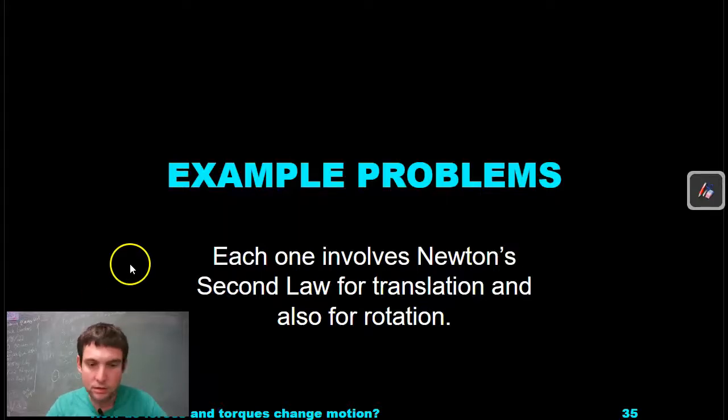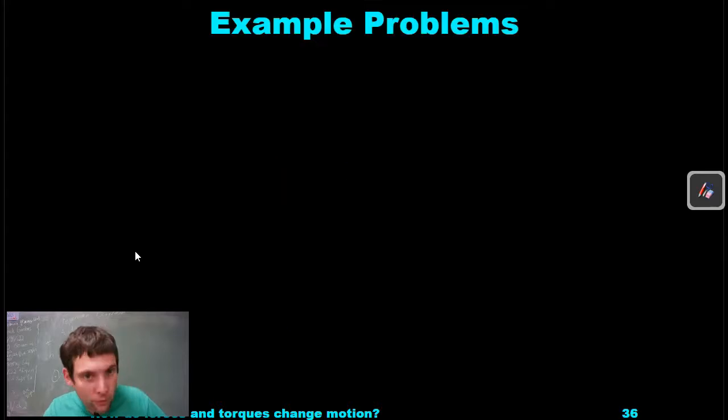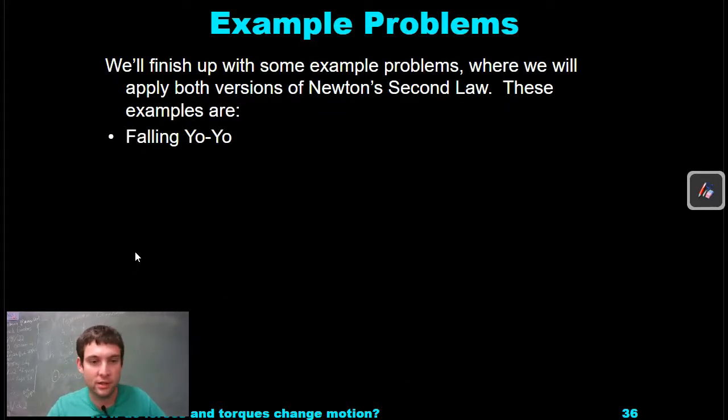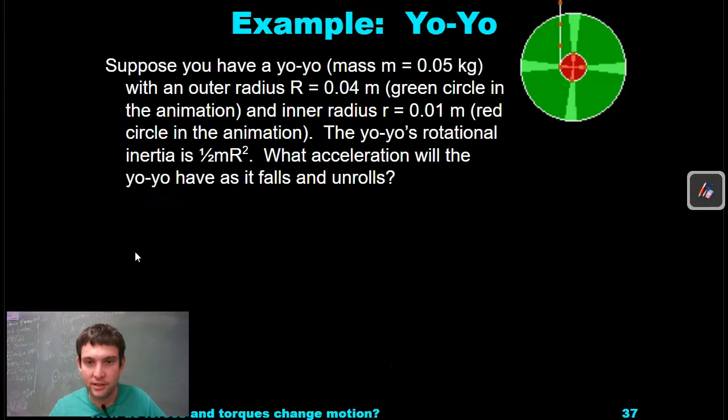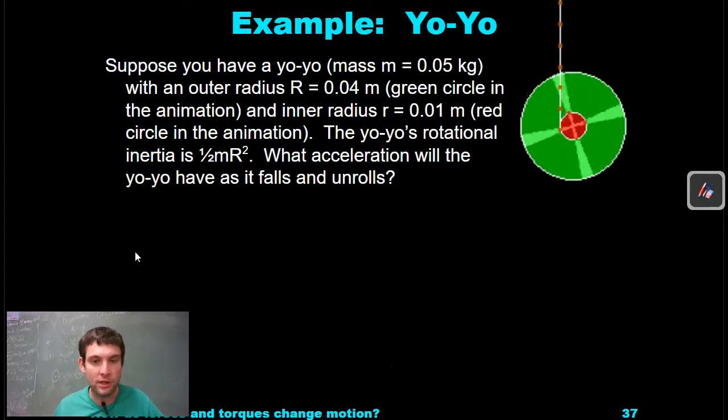Let's dig in to some examples. Each one is going to involve Newton's second law for translation and second law for rotation. First things first, we're going to check out these situations, starting with a falling yo-yo.